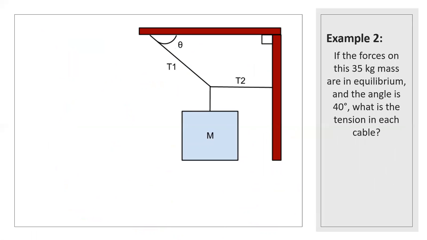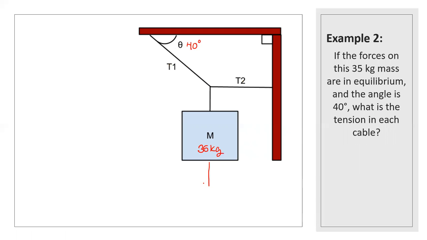Now, before we move on to some other questions, we're going to do one more simple one, and then we're going to go into rigging. This question might not look as easy as it is. If the forces on this 35 kg mass are in equilibrium and the angle is 40 degrees, what's the tension in each cable? So we have a 35 kg object, and the angle here is 40 degrees. This is something that's been suspended. Oftentimes in a physics class, they would say this is a sine, and they would ask, what's tension 1 and what's tension 2?